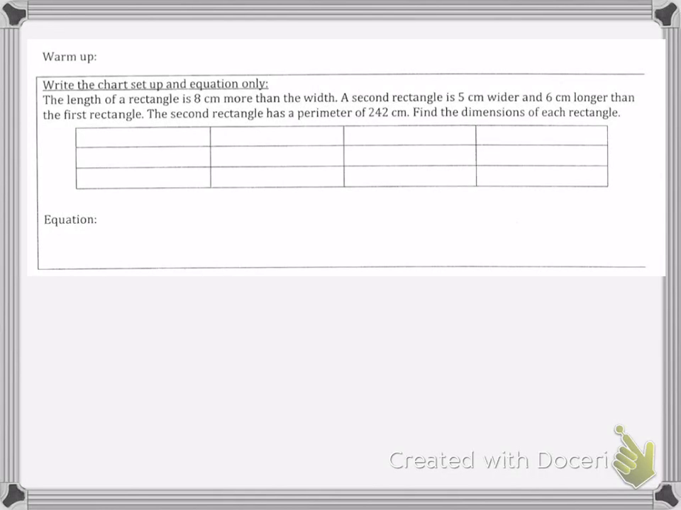The length of a rectangle is 8 centimeters more than the width. A second rectangle is 5 centimeters wider and 6 centimeters longer than the first rectangle. The second rectangle has a perimeter of 242 centimeters. Find the dimensions of each rectangle. So go ahead and fill in your chart and write an equation.